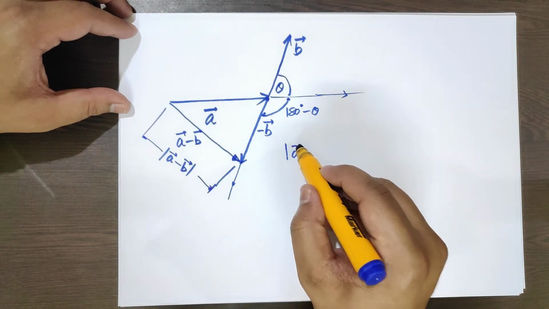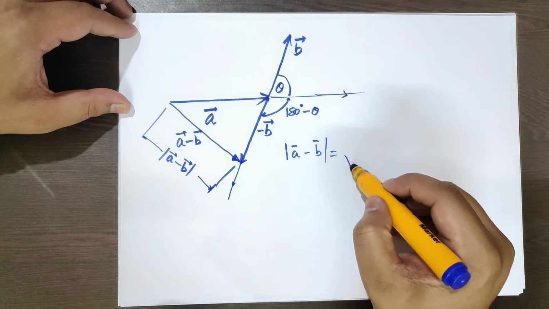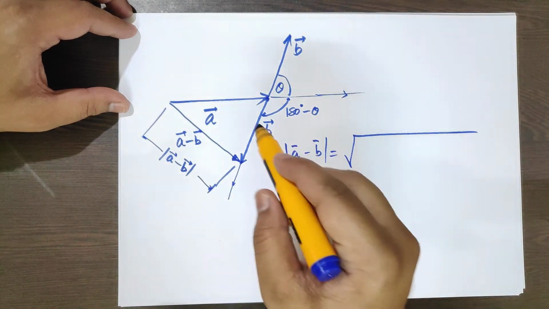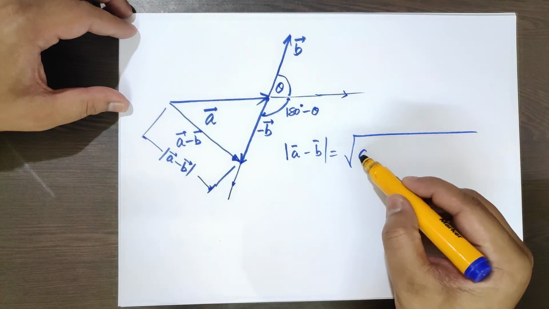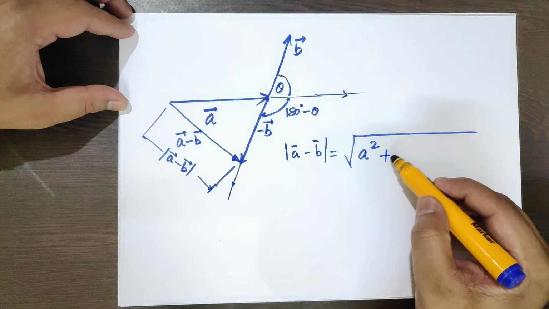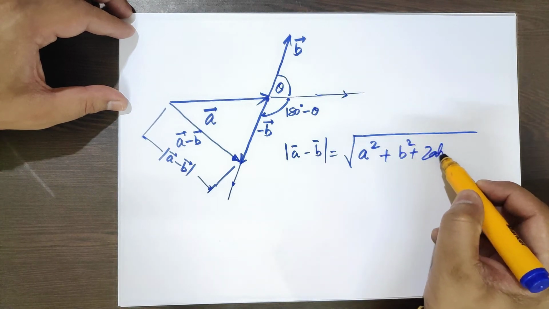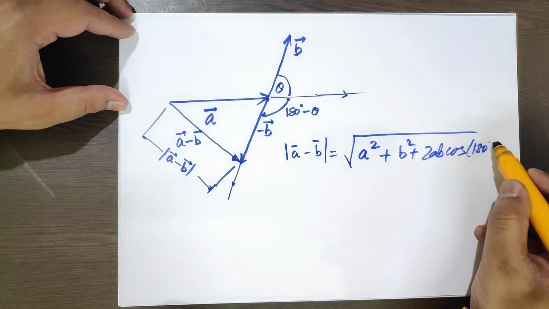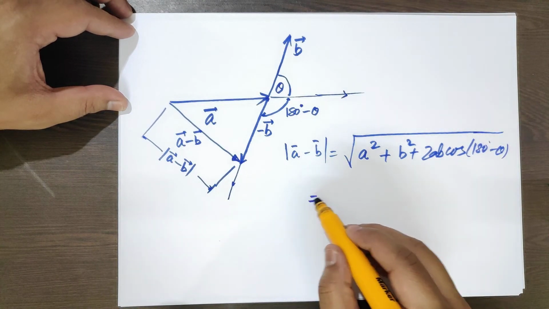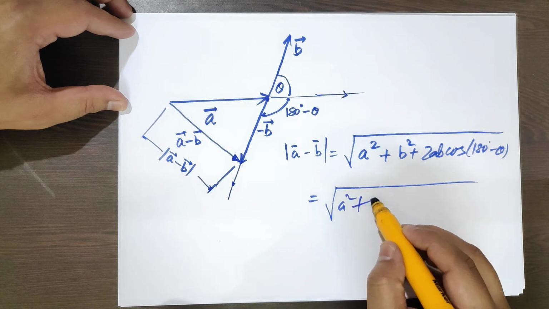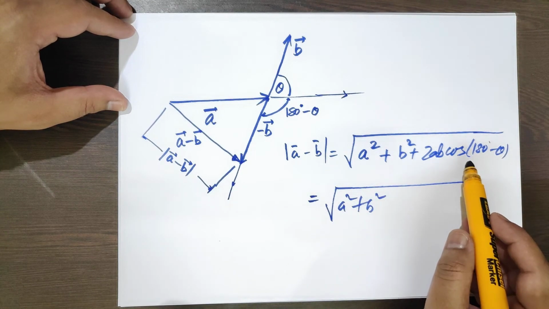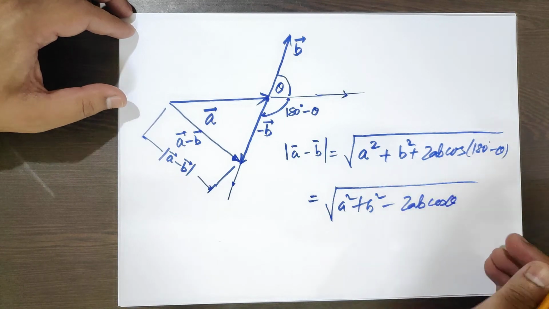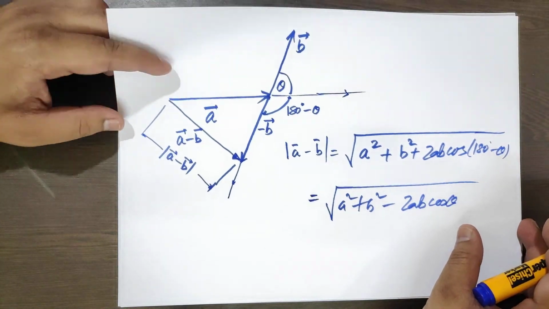So mod of A minus B is square root of what? See, this length is A square plus B square plus 2AB cos of this angle, 180 minus theta. So that's A square plus B square. See, cos of 180 minus theta is minus cos theta. So minus 2AB cos theta. Okay.